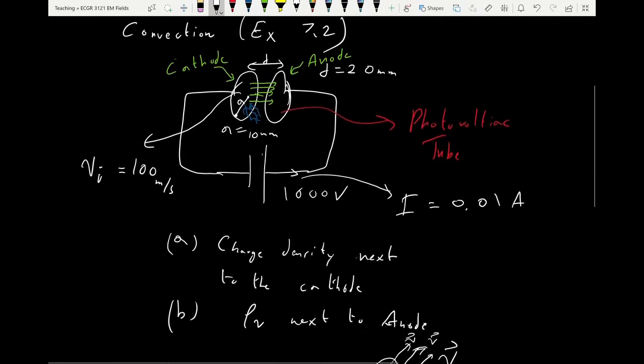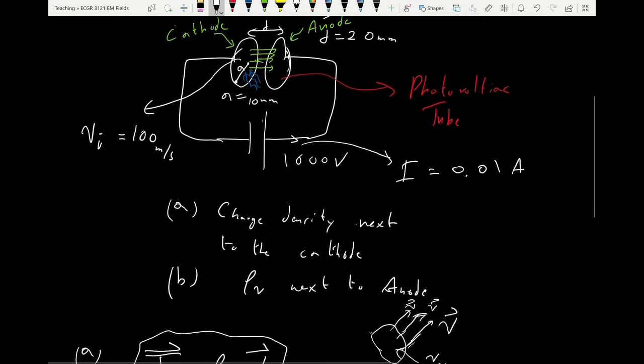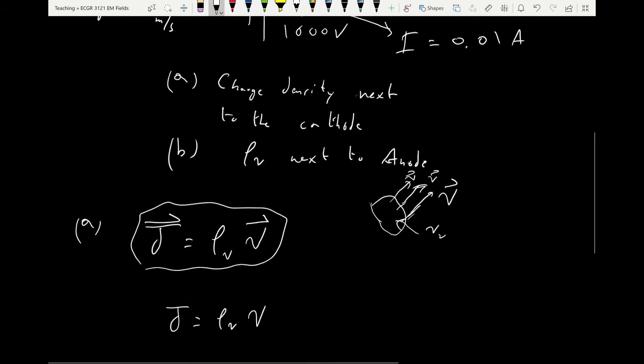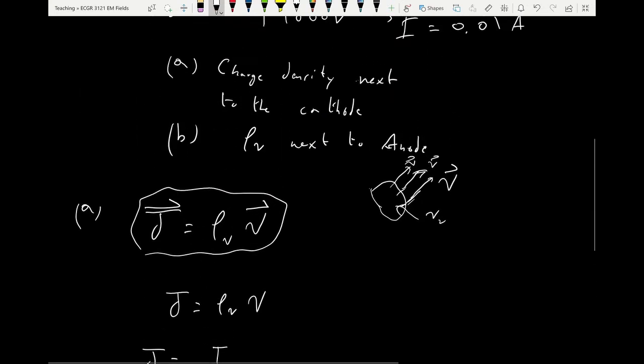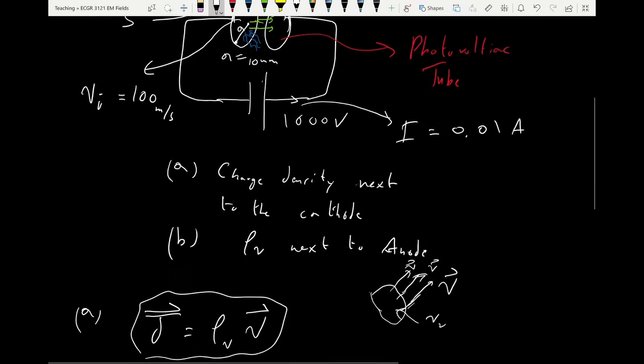But we don't have J in this problem. What we have is I. But we can assume that the current is uniform, since the light is hitting the whole plate and electrons are exiting the plate anywhere on the plate. You can assume that this current I is distributed over the area of the plate. So we know that J equals I distributed over the whole surface area of the plate. So this is S here. S is the surface area of the plate. What is S?